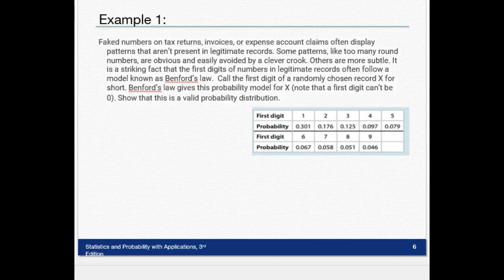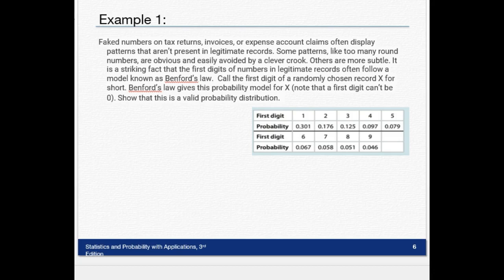All right, let's try one. Faked numbers on tax returns, invoices, or expense account claims often display patterns that aren't present in legitimate records. Some patterns, like too many round numbers, are obvious and easily avoided by a clever crook. Others are more subtle. It's a striking fact that the first digits of numbers in legitimate records often follow a model known as Benford's Law.